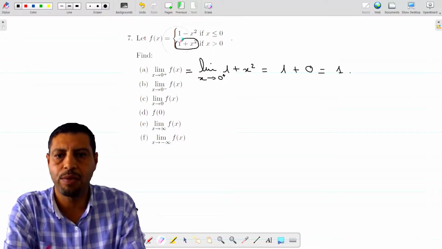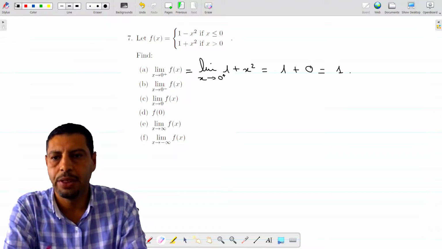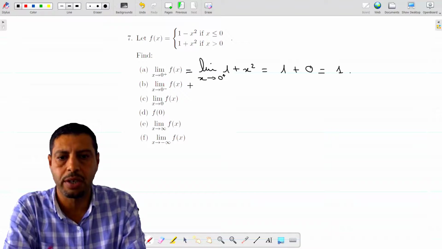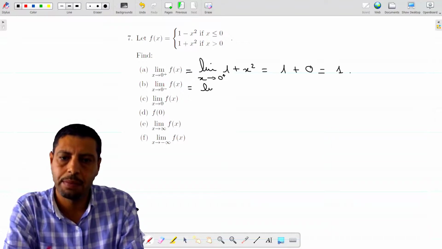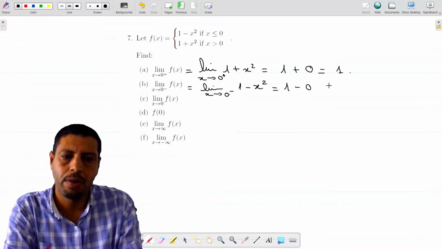So each time here you have to check which expression you have to consider to compute your limit. In the second one, the limit to the left of 0, 0 minus, it means that x is less than 0, and here we have to consider the first expression. So it's equal to the limit as x approaches 0 minus of 1 minus x squared. Again, here you replace your x by 0. Okay, it gives 1 minus 0, which means that it's equal to 1.